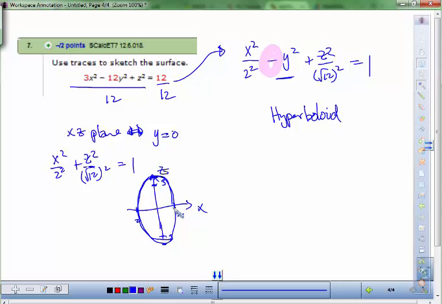So I have a trace on the xz plane, and it would look something like this. Because there is, in fact, a trace on the xz plane, that tells me this should be a hyperboloid of one sheet. And a hyperboloid of one sheet just means it's a one surface thing. It's a continuous one sheet surface, as opposed to 2 sheets where you need 2 pieces of paper to make your surface.